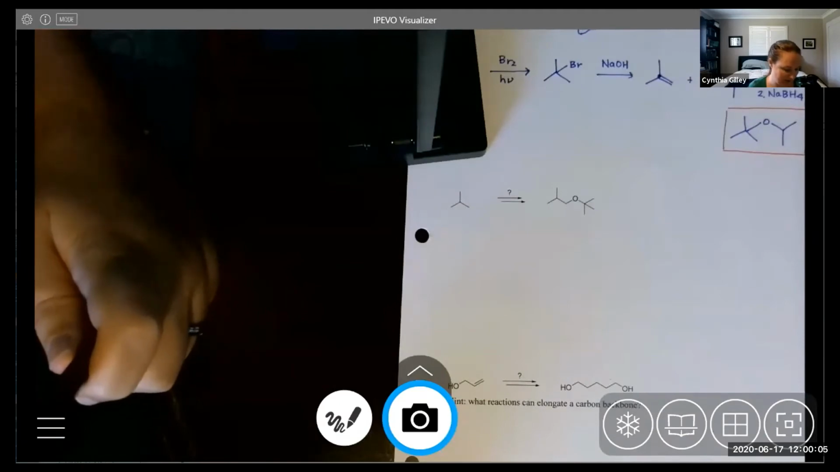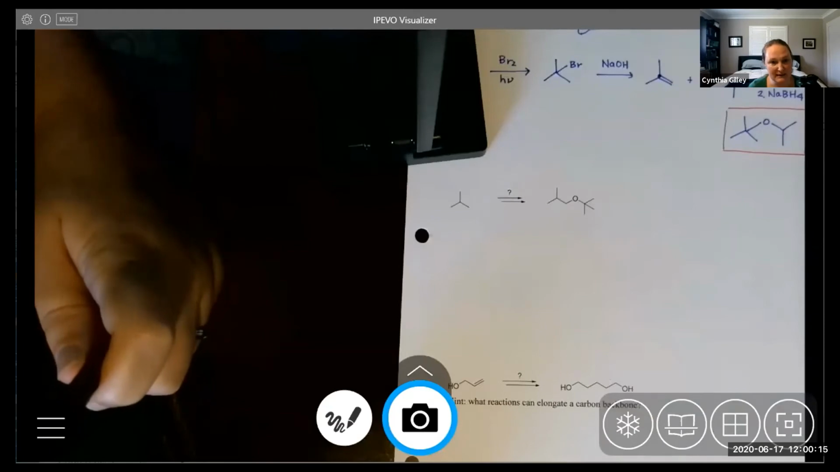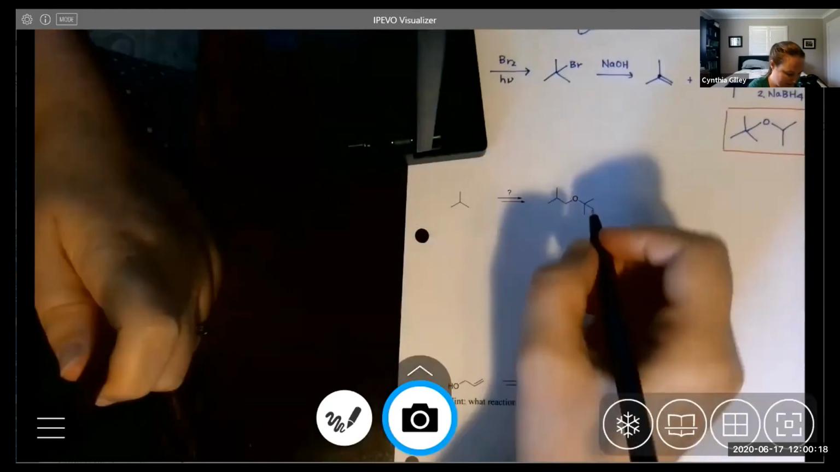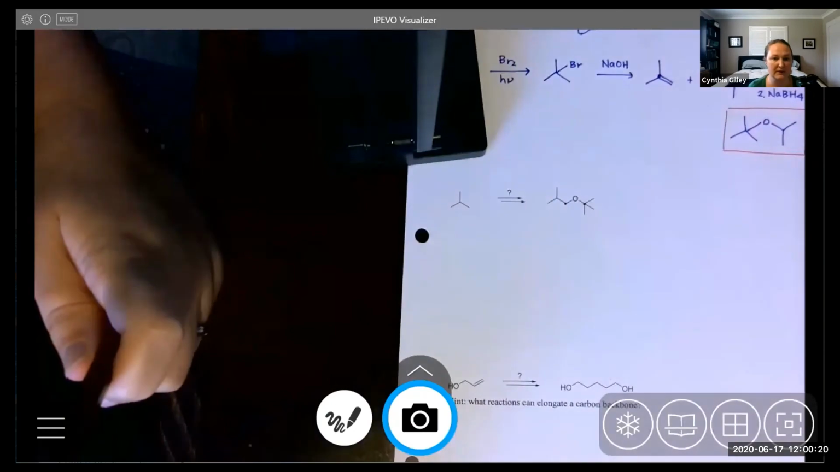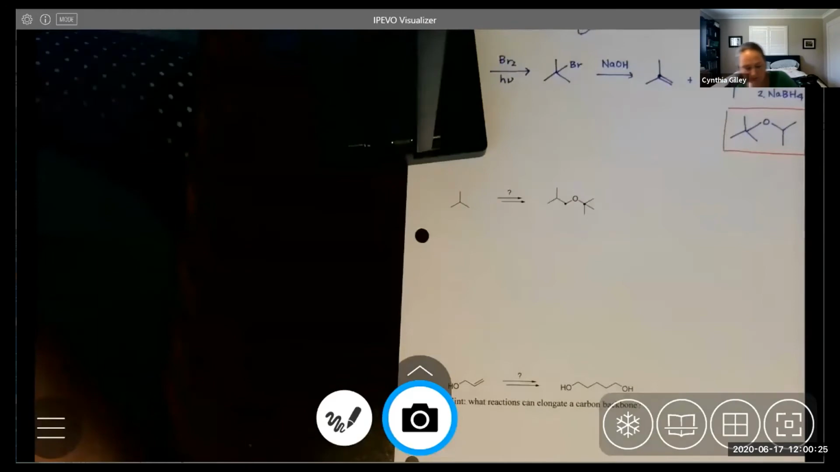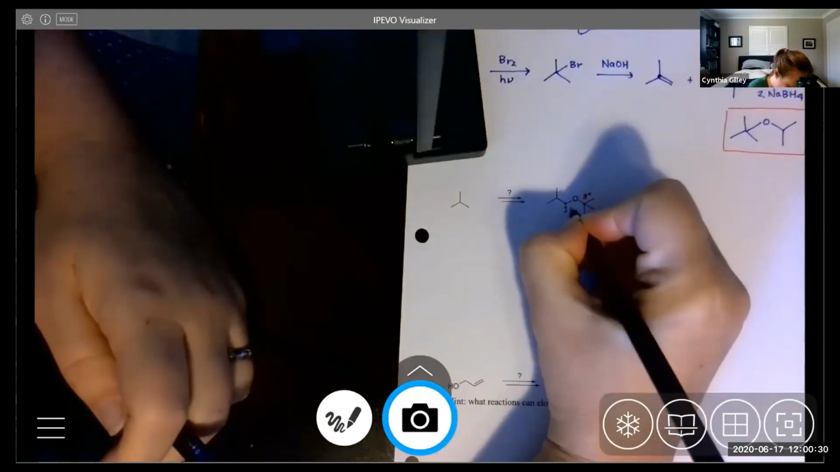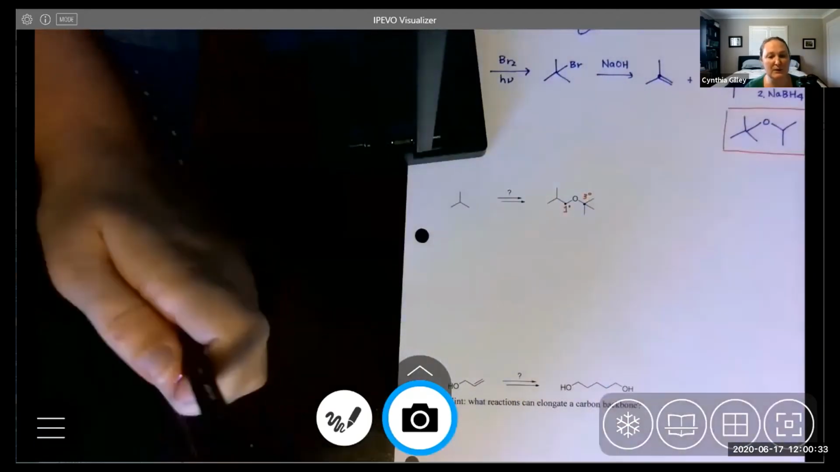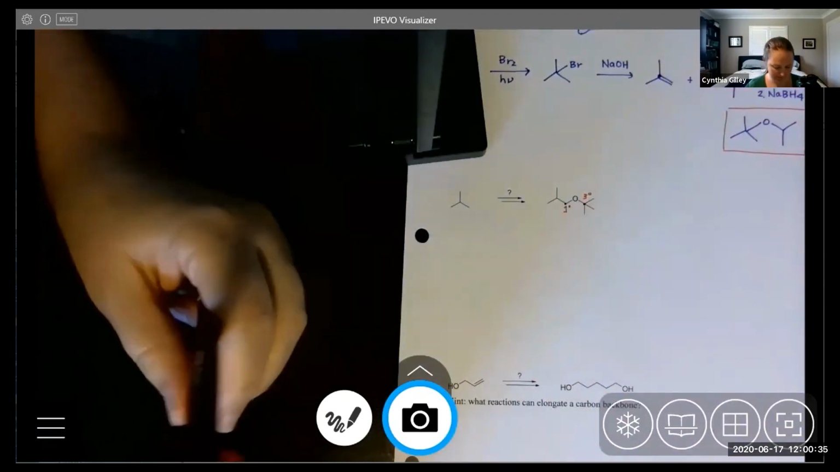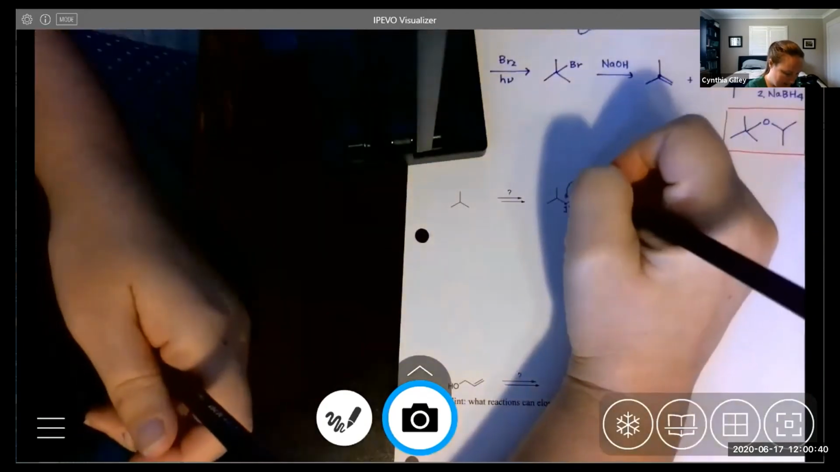Those are some options. If you're thinking about using a Williamson ether in this one, or an alkoxymercuration demercuration, well, that depends. Let's look at the two carbons attached here. What do we notice about the carbon? On this side it's tertiary, on this side it's primary. If it's primary, you can use a Williamson ether. So you can potentially use a Williamson ether to make that bond.